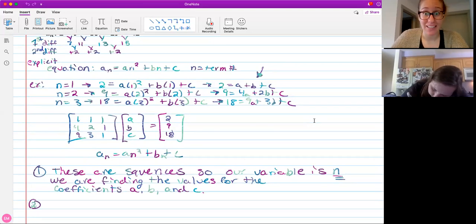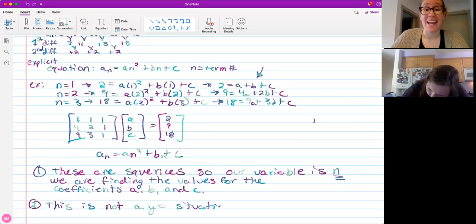It is not x's and it is not y's. This is not something that you can graph. It is not a function. Functions we denote using y's and x's, whereas a sequence we use a sub n with a variable of n.